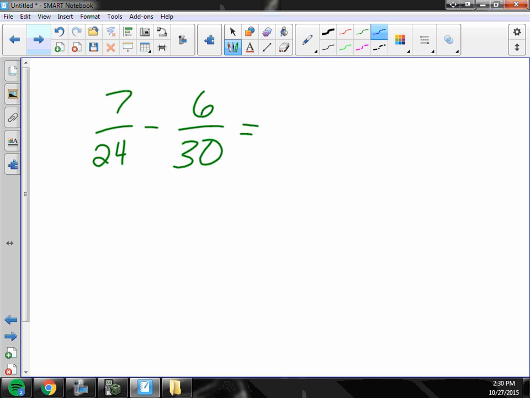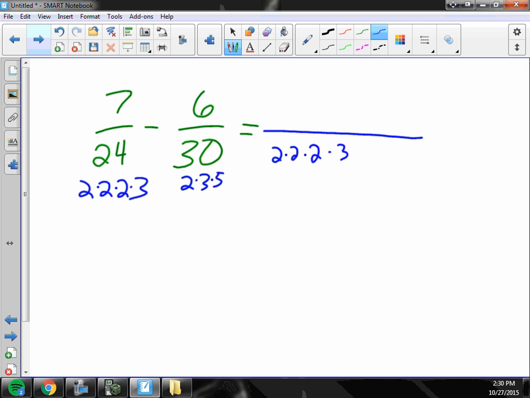So let's try another one. Should I multiply the left by 30 and the right by 24? Will it work? Yeah, it'll work, but I don't want to. So this is 2 times 2 times 2 times 3, 8 times 3. And the other one is 6 times 5, which is 2 times 3 times 5. So what would my common denominator be? Three 2's, one 3, and one 5.